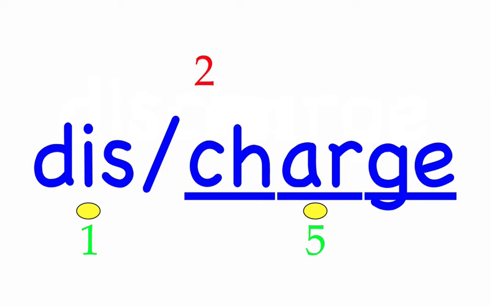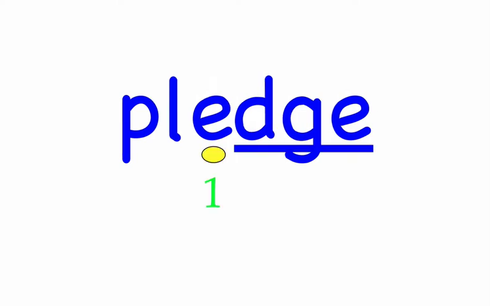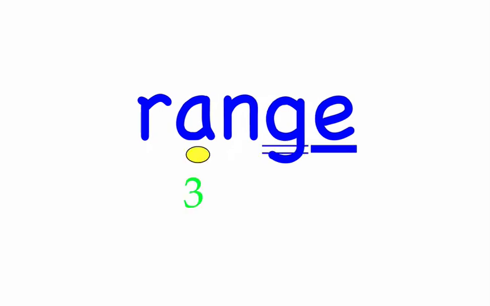Pledge. Pledge. I pledge allegiance. Pledge. Four sounds. P, ul, e, j. Pledge. Mark the word. Pledge. Range. Range. You are way out of your range. Range. Four sounds. R, a, n, j. Range. Mark the word. Range. Now here the E is causing the A to represent its long sound, and there are two consonants between the vowel and the silent E.